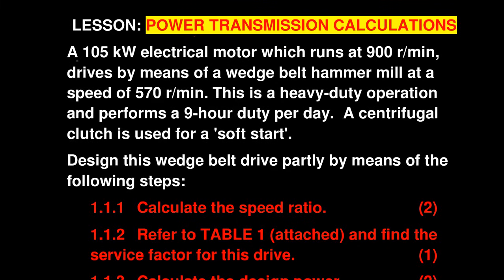Now, to begin the lesson, it says a 105 kilowatt electrical motor which runs at 900 R per minute. The R per minute there means rotation per minute, since it is rotating. So a 105 kilowatt electrical motor which runs at 900 rotations per minute drives by means of a wedge belt a hammer mill at a speed of 570 rotations per minute. It says this is a heavy duty operation and performs a 9-hour duty per day. A centrifugal clutch is used for a soft start.